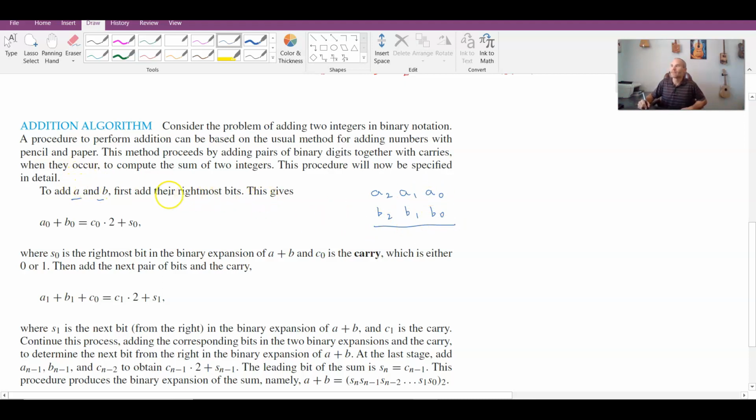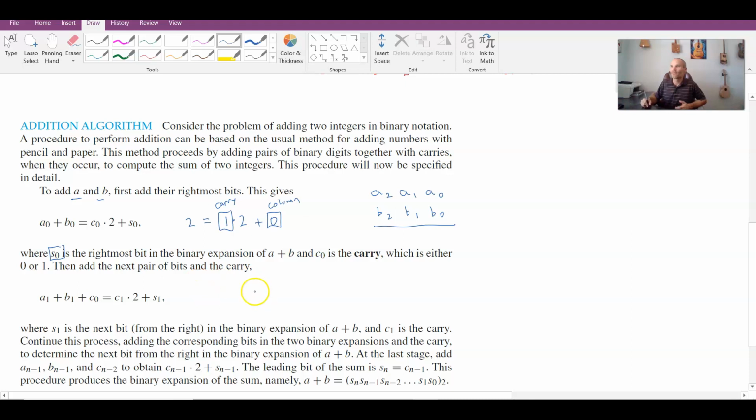To add a and b, first add the rightmost bits, which is what we did. So this gives a0 plus b0. These get added together, and this is going to be some s0, the rightmost bit in the binary expansion, and c0 is the carry. So for example, if I had 1 plus 1, which is 2, that's equal to 1 times 2 plus 0. And so this essentially means that I'm going to have a carry of 1, and the 0 will go in the same column.